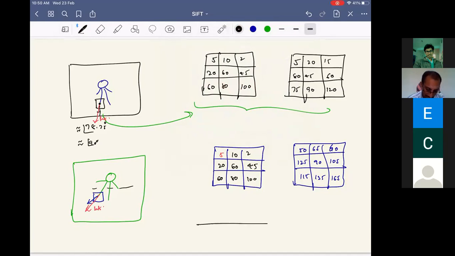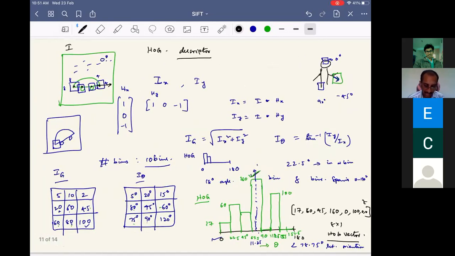Now, if I sketch the HOG, what will happen? 0, 22.5, 45. You can sketch the HOG; I will skip sketching it in the class now. But what you can see after sketching it is that the peak will occur now, instead of in the 60 to 90 bin, in this bin.